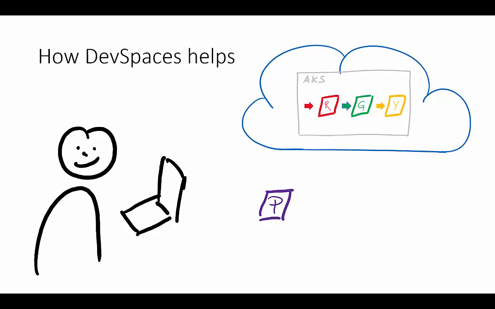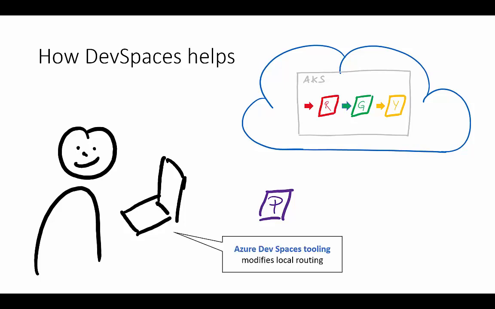With Azure Dev Spaces, you install Dev Spaces tooling on your client machine. This is the machine where you're actually developing your software. Azure Dev Spaces tooling will modify the routing of your local machine in a way that for the application under development, it feels like it's integrated into the networking of the AKS cluster.